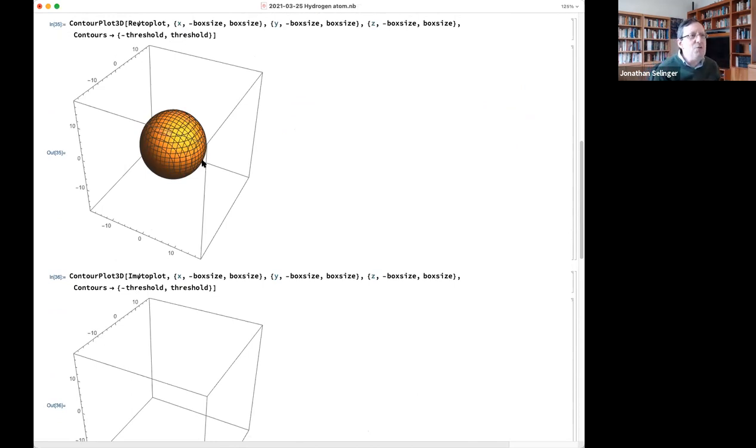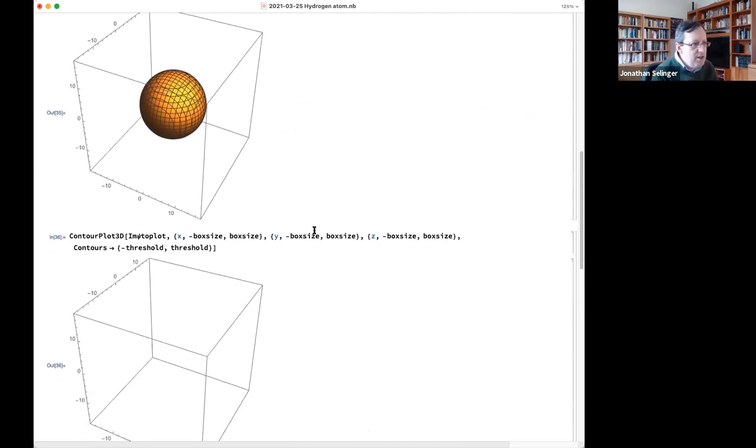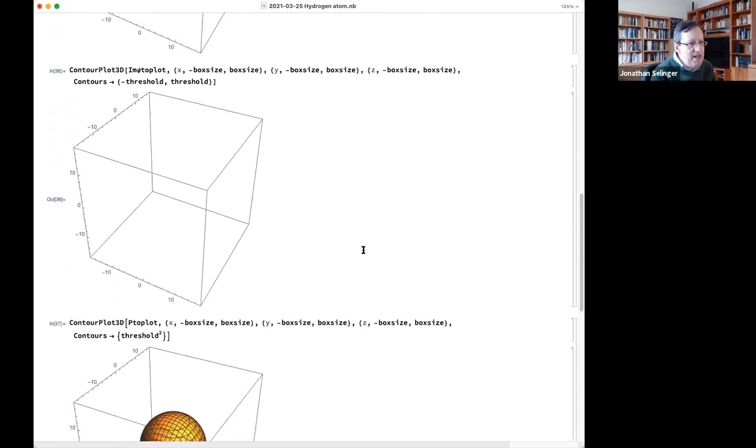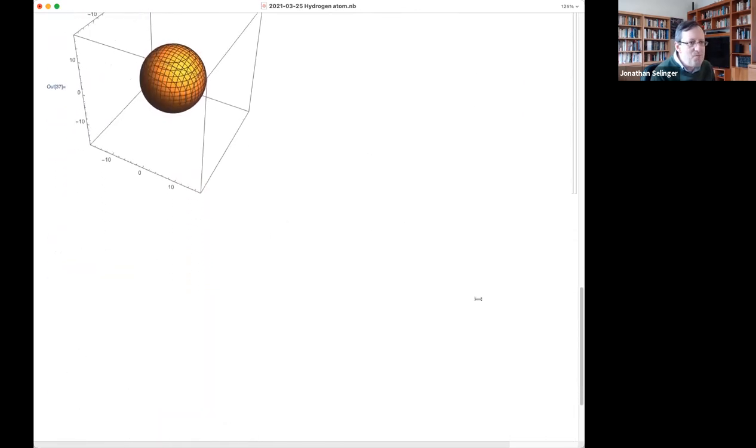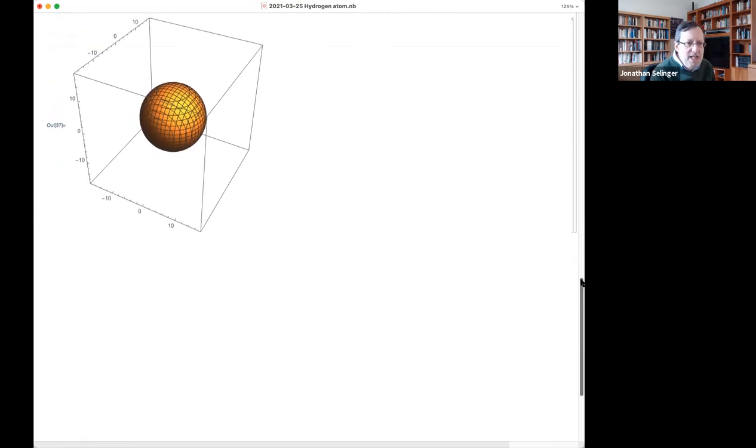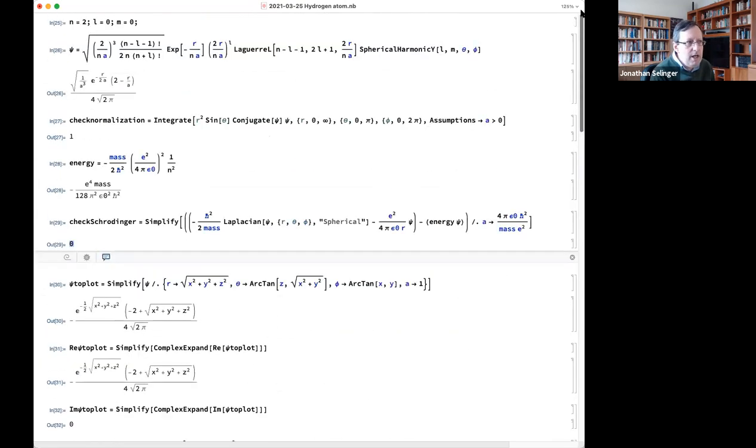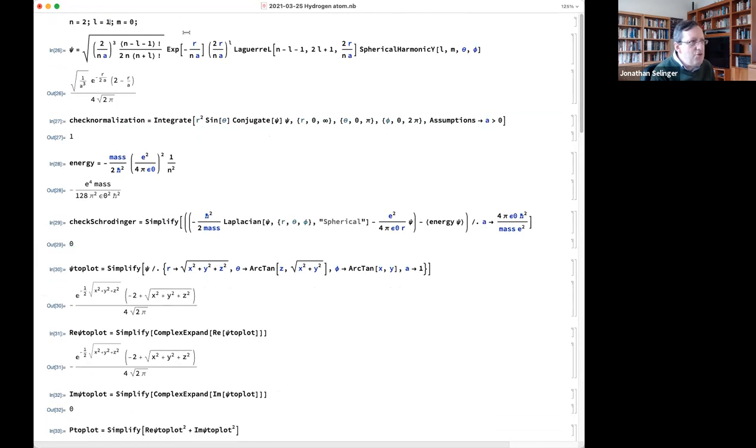So the n equals two state has the electron on average farther from the proton, okay? That makes a higher energy, okay? And the probability density looks the same. All right, what if we didn't have L equals zero? What if we had L equals one and M equals zero? Okay, let's evaluate all that.